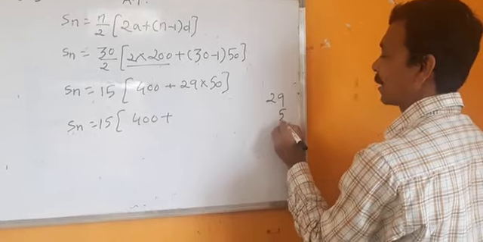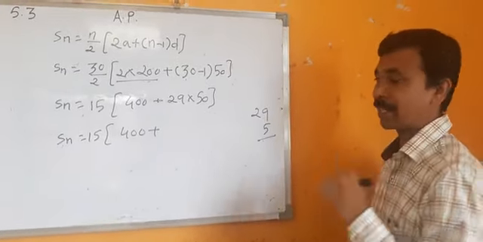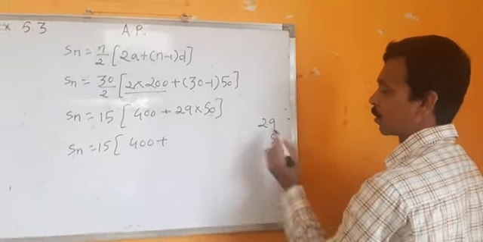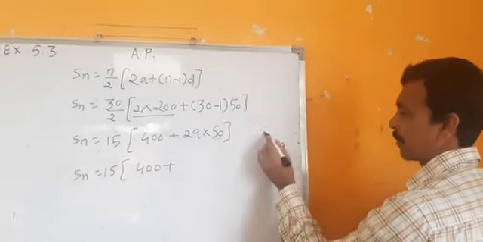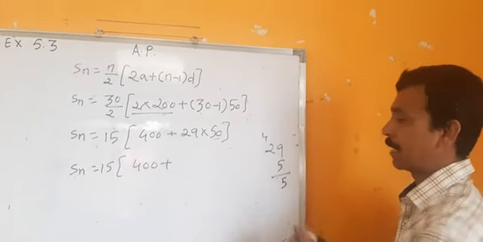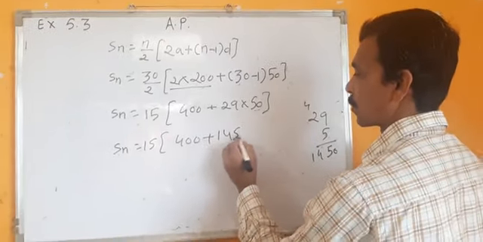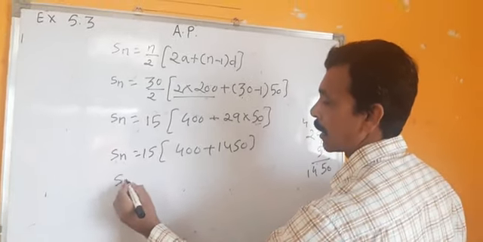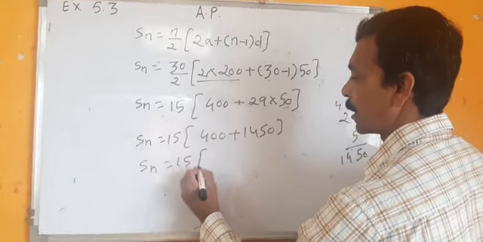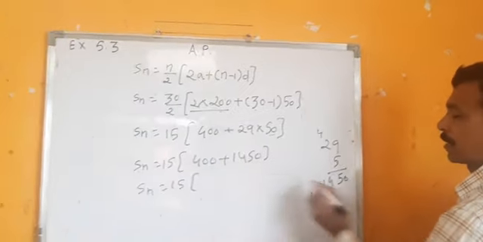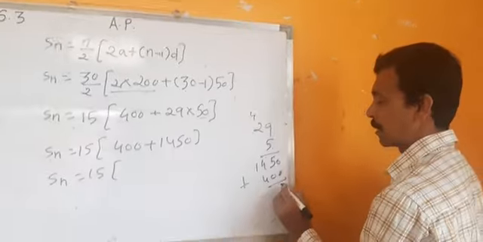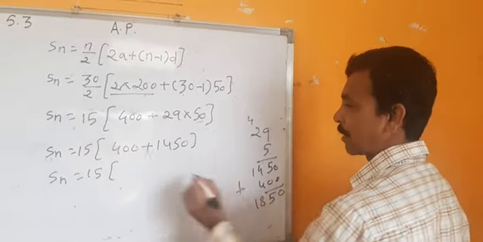Sn is equal to 15 into 400 plus we will multiply 29 into 50. 29 into 5, and then after the answer I will write 0 on the right-hand side. 5 9s are 45. 5 2s are 10. 10 plus 4, 14. So it is 1450. Sn is equal to 15 into, add 1450 and 400. This is 1850.